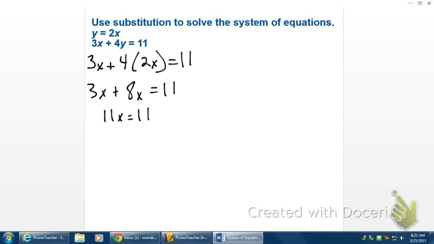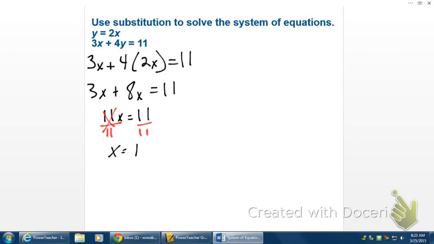Dakota, what am I going to do here now? Since we got 11x is equal to 11, how are we going to solve for x? Yep, divide both sides by 11. Perfect. Well, 11 divided by 11 gives me 1.